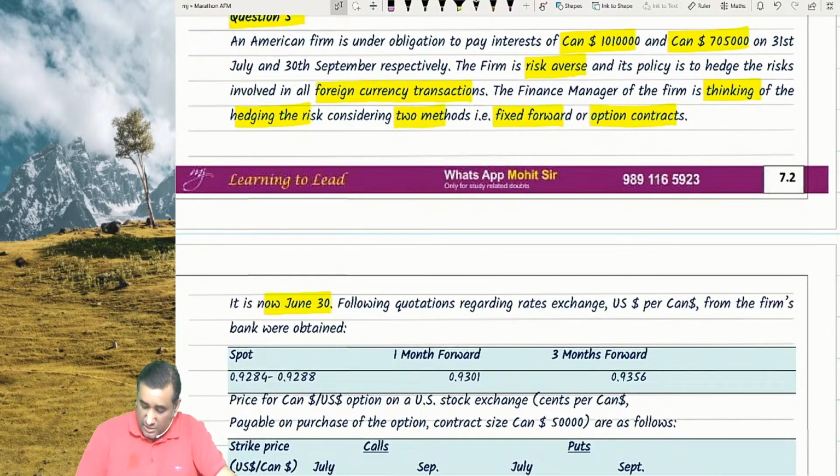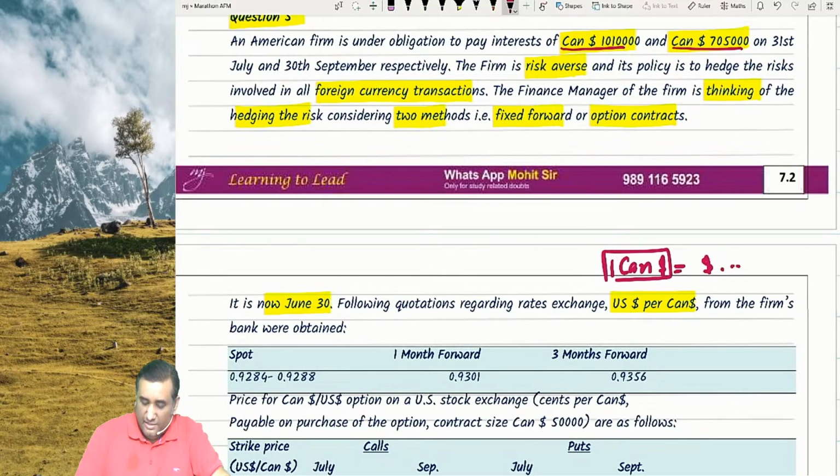And the following quote is dollar per Canadian dollar. Dollar per Canadian dollar, very clearly language given. 1 Canadian dollar is how many dollars? The confirmed currency is Canadian dollar. Canadian dollar is on the left hand side. Spot rate is of no use. 1 month forward, this is 1 Canadian dollar.